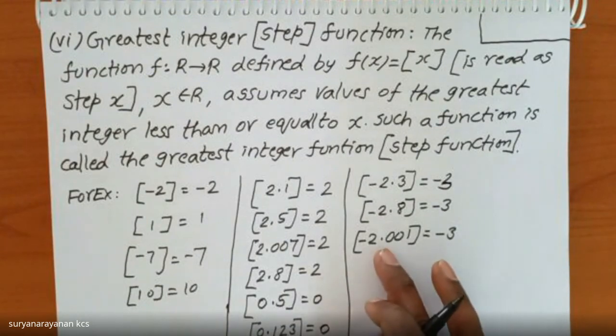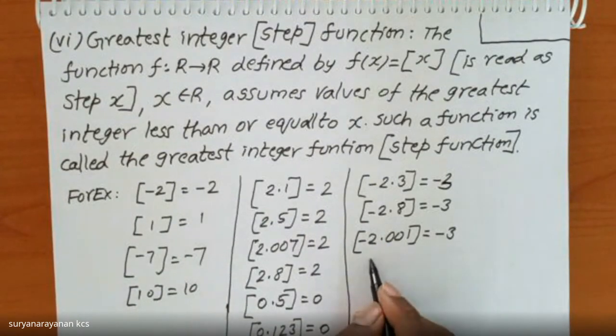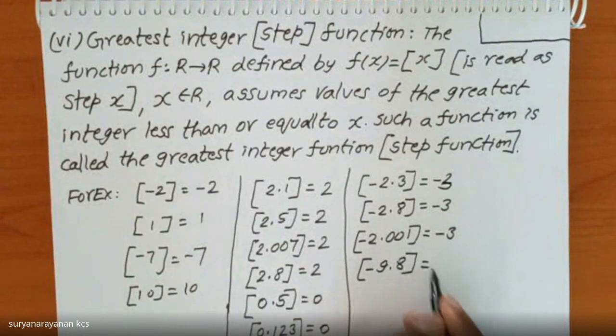After marking this number on the x-axis, we have to find out the left side nearest integer. That integer is the value of that function. Step minus 9.8. What is the value of step minus 9.8? Yes, very good, Ria, Percy, Samuel. Minus 10.